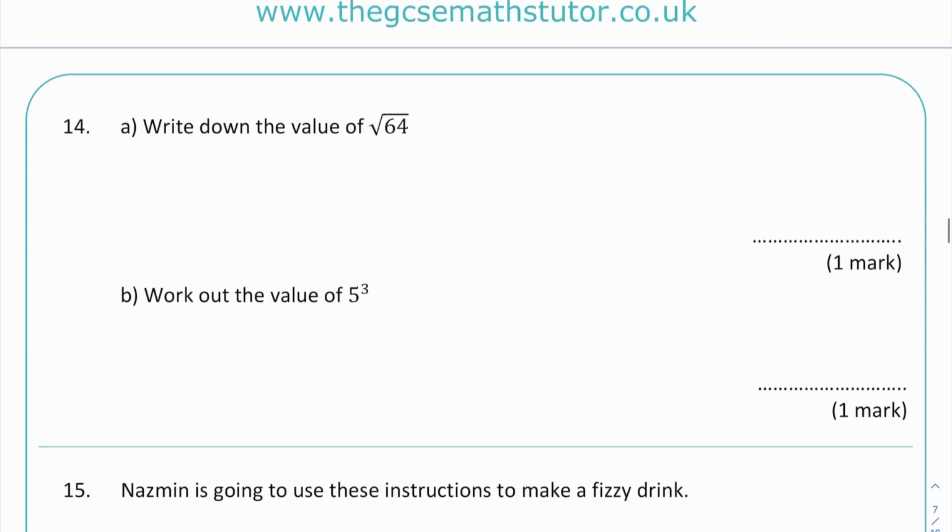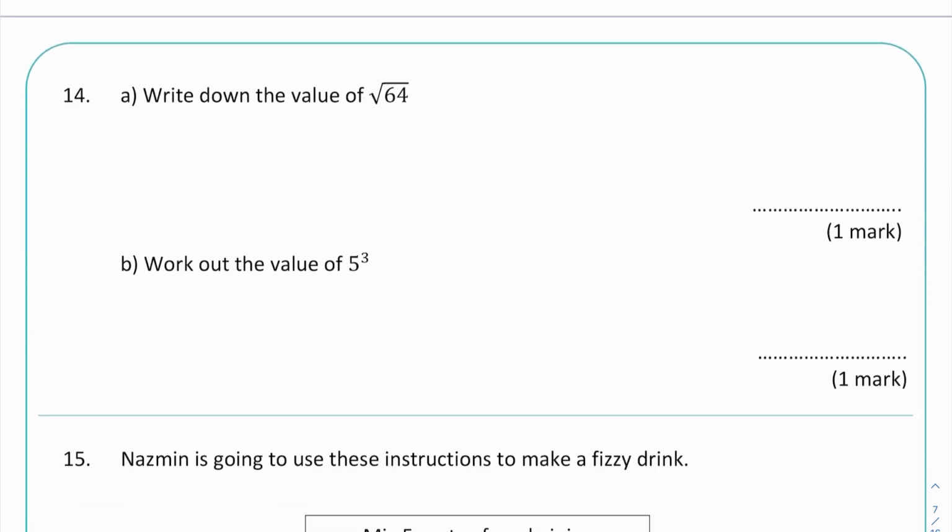Okay, question 14. Write down the value of the square root of 64. Well, what number times itself is 64? That's 8 times 8. So the square root just equals 8. So there we go, that'll be our final answer.